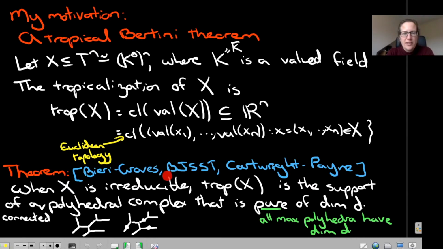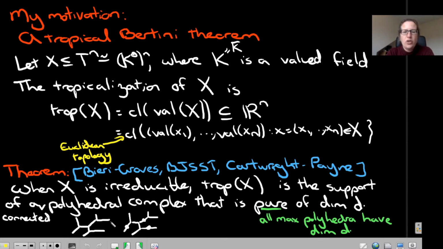tropical geometry existed, and then with extra pieces added by Bogart, Jensen, Speyer, Sturmfels, and Thomas, and Cartwright and Payne, that says if X is irreducible, the tropicalization is the support of a connected polyhedral complex that is pure of dimension d. So polyhedral complex means a union of polyhedra that intersect nicely.